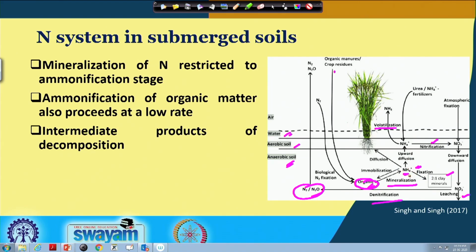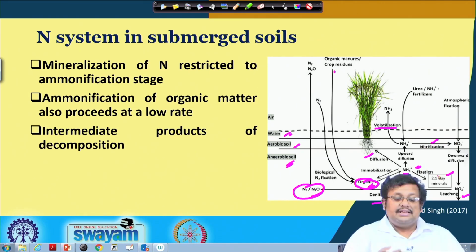Now, this ammonium can diffuse away to the root zone of the rice plant, so that it can be taken up as a source of nitrogen. Also, this ammonium shows upward diffusion into the aerobic layer, where it further undergoes nitrification. So, this picture shows a very good illustration of the nitrogen dynamics in submerged soils. Mineralization of nitrogen is basically restricted to the ammonification stage.